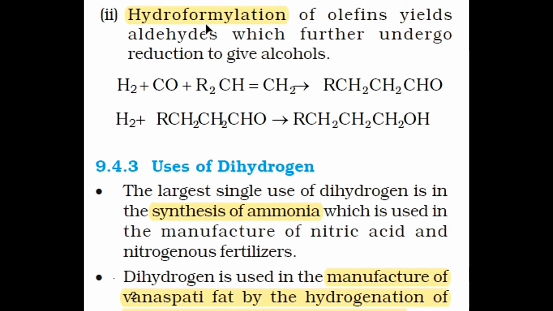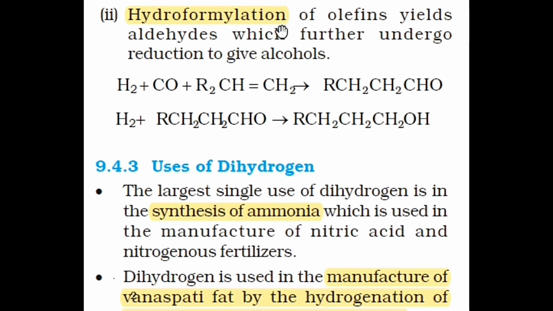Hydroformylation. If you look at the word, hydroformylation is similar to hydrohalogenation, where hydrohalogenation means addition of hydrogen and halogen. So hydroformylation would mean addition of hydrogen and formyl group. Now, formyl group is the other name of aldehyde group, that is CHO. So here the H and the CHO are going to get added across the double bond. So that is hydroformylation of alkenes, which are also called olefins.